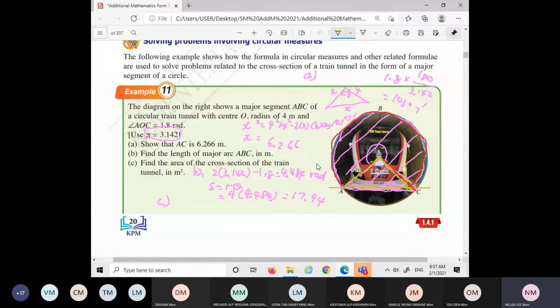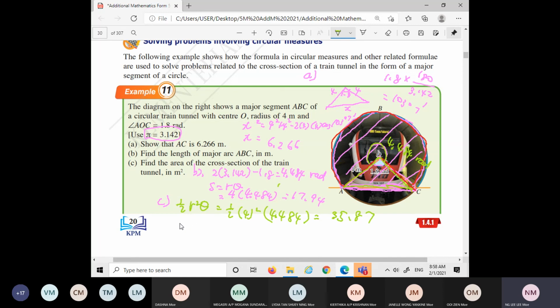So first, I want to find the area of the sector using this angle. Just now I got it already. This angle is 4.484 radian. So area of sector is half r squared theta. So half, the r is 4 squared, the theta is 4.484. So this is the first part. The answer is 35.87.